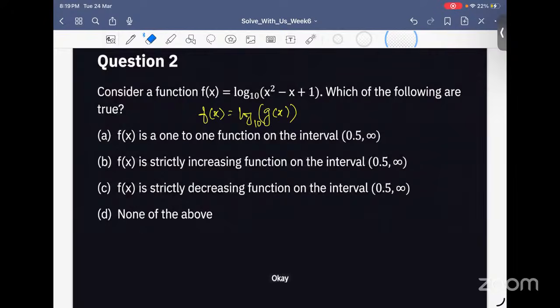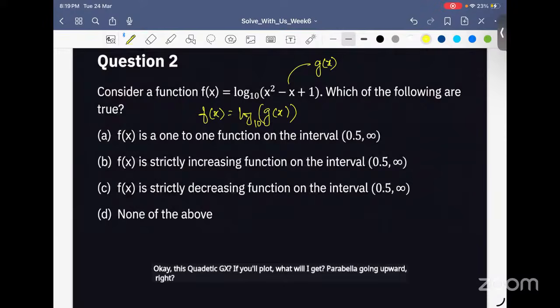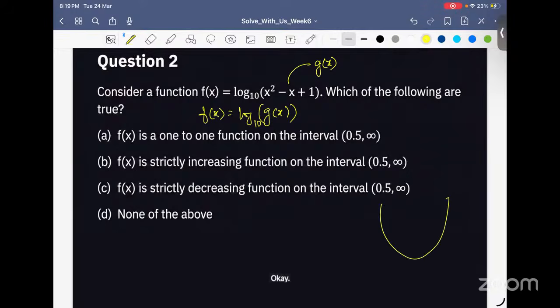Okay, this quadratic g(x), if you plot, what will I get? A parabola going upward, right? Yes, sir. Okay, and what are we supposed to calculate? We are supposed to calculate on the interval 0.5 to infinity, is this strictly increasing, and then one-one or not.